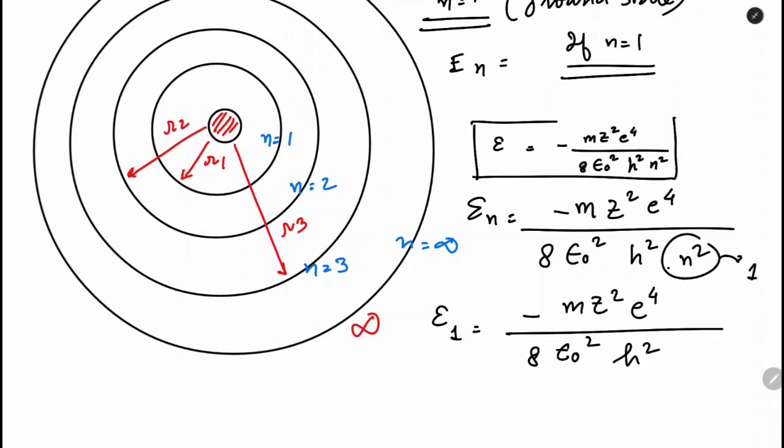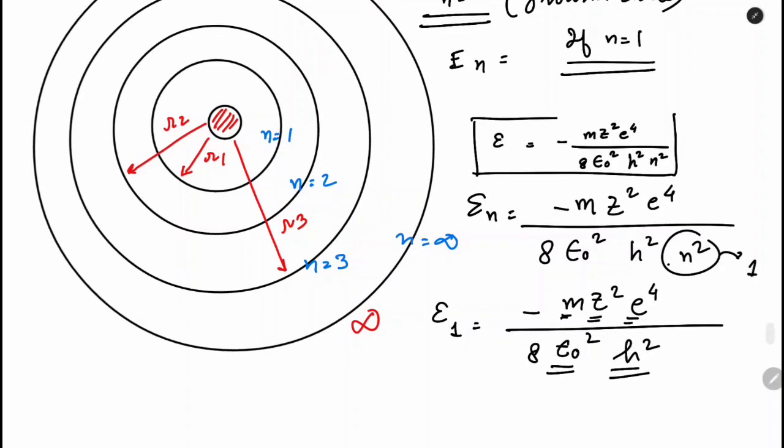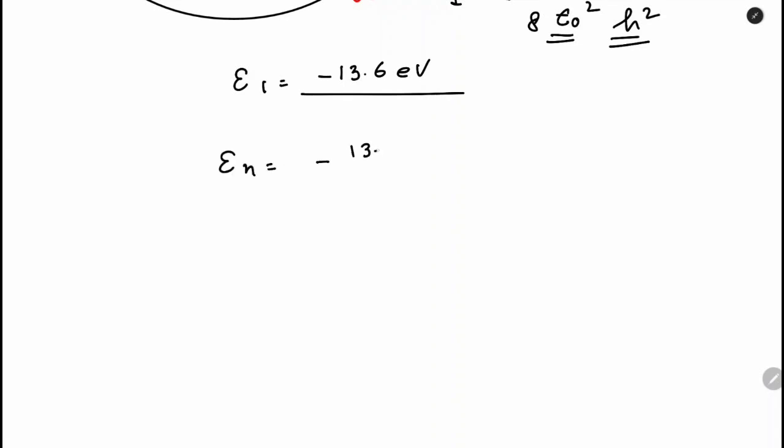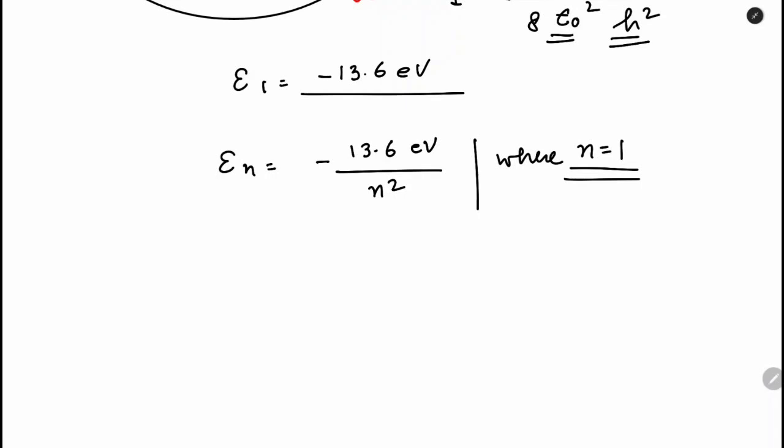Okay, these are all constants. m is the mass of electron, Z is the atomic number, e is the Coulomb's charge, epsilon naught is a constant, h is Planck's constant, and this way we will come to the value of E1, which would come as minus 13.6 electron volt, or you can write it as En is equal to minus 13.6 electron volt by n square, where n is equal to 1.